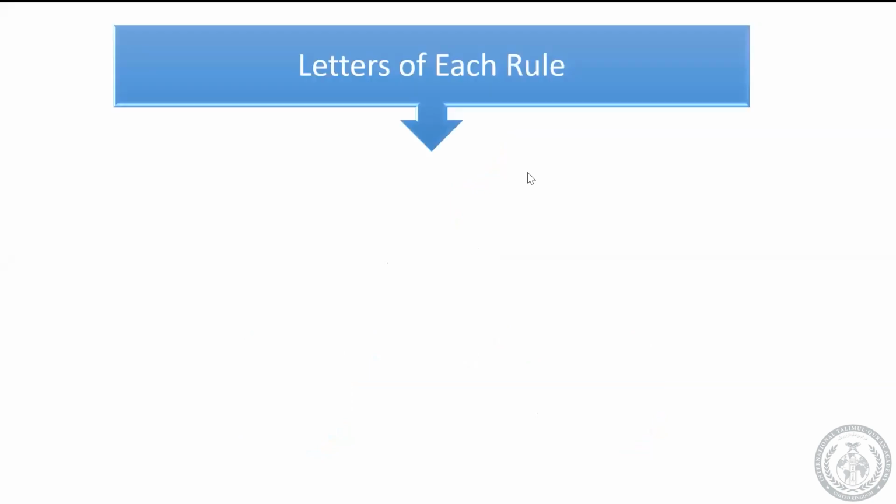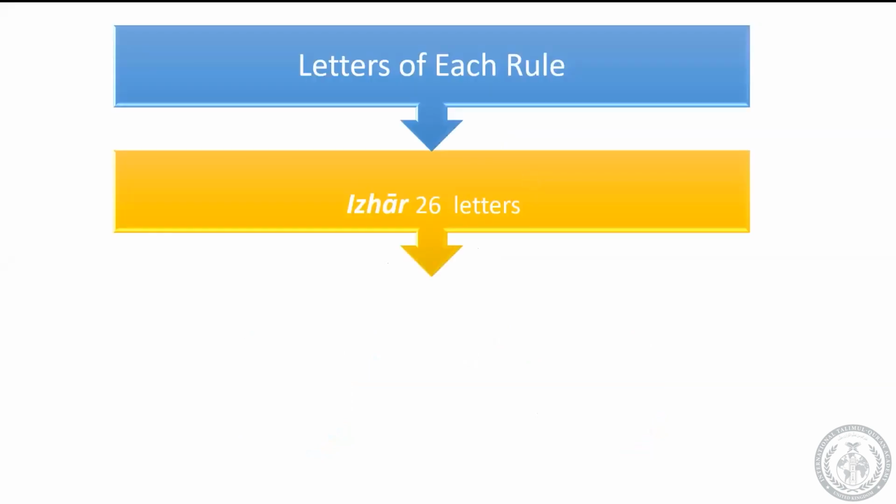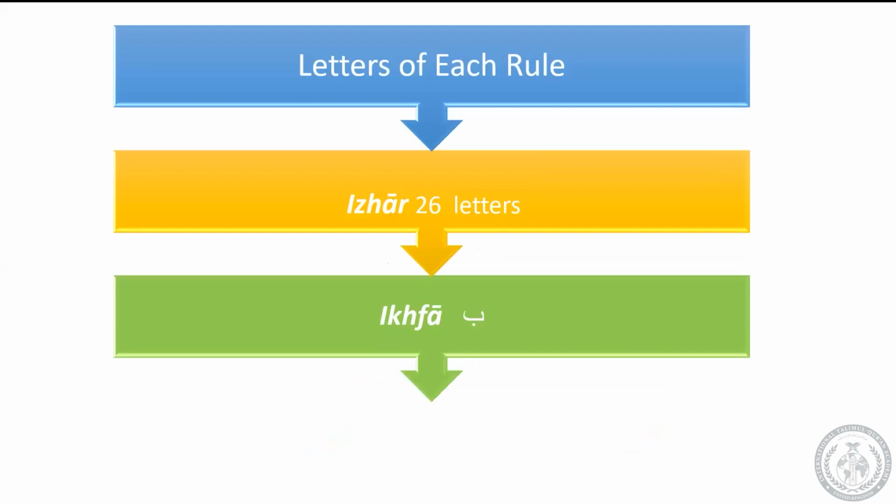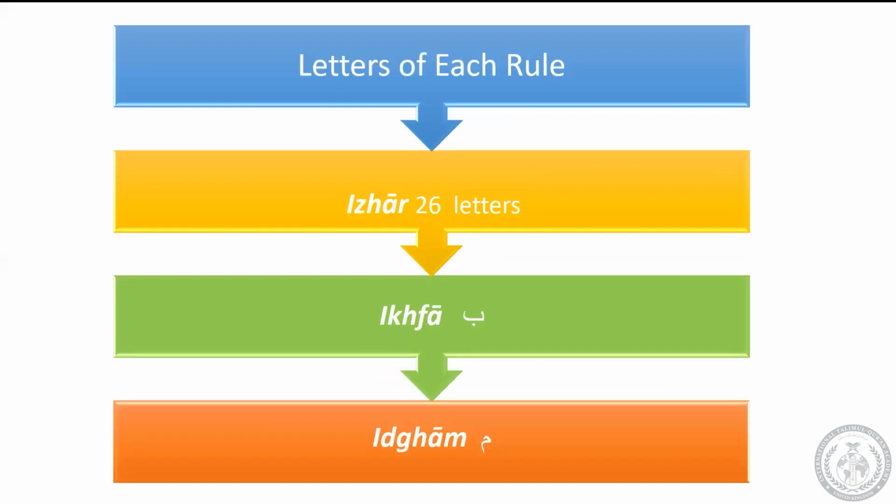Okay, now then, what did we learn next? Letters of each rule. We said for izhar, there are 26 letters. For ikhfa, there is one letter, which is ba. And for idgham, it's mim, one letter, and mim is normally mutharik because it appears after mim sakina, okay? And you won't see two sakin letters. And idgham means to merge, which means that we are merging the sound of mim sakina into the next mutharik letter. Your clue to idgham, if you don't remember the name idgham or whether it's ikhfa, is the sign shadda, okay? The letter will be mushaddad, meaning you are joining, you are merging the previous sound.